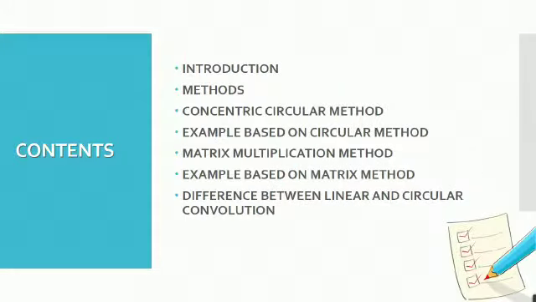So these are the contents of the PowerPoint presentation. First is the introduction, where we are going to see what circular convolution basically is. After that, what are the methods of circular convolution? As I mentioned, the first method is the concentric circular method and an example based on it. Okay. And the second method is the matrix multiplication method and an example based on that matrix method. And the last point is the difference between linear and circular convolution.